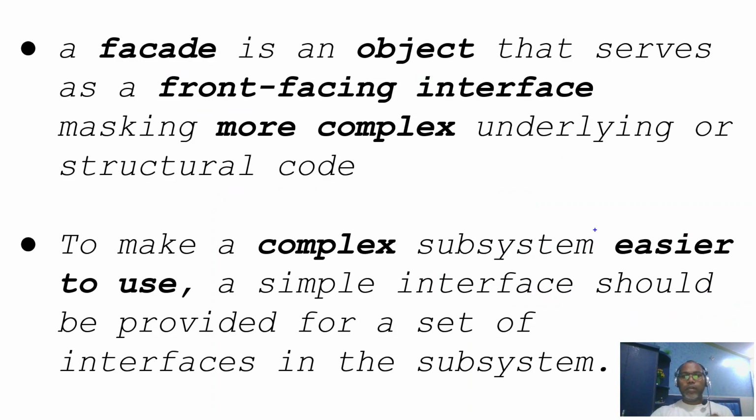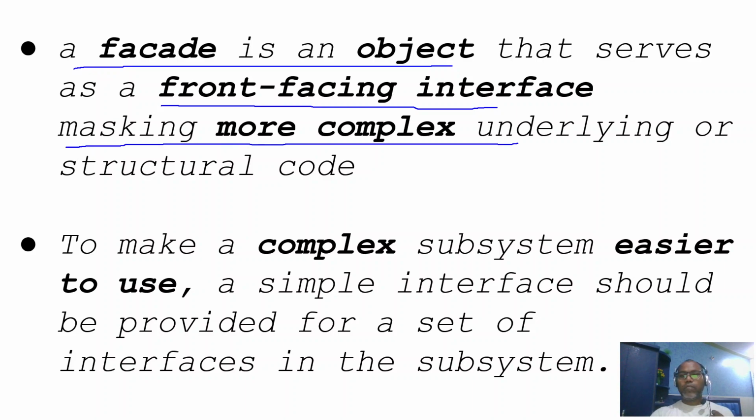So as per the definition, a facade is an object that serves as a front-facing interface for a client, masking all the more complex underlying structural code. What do you mean?